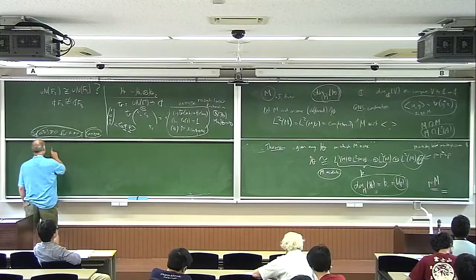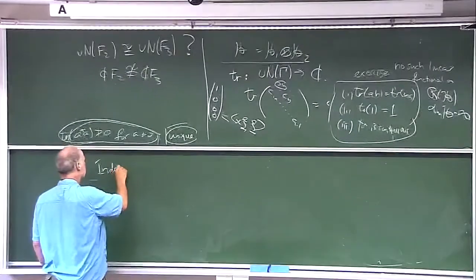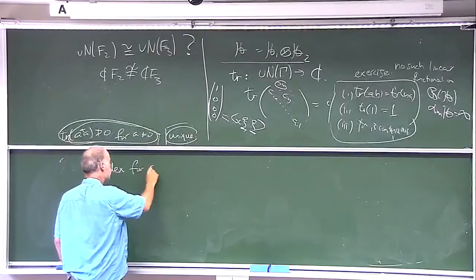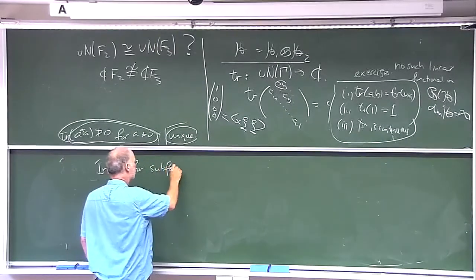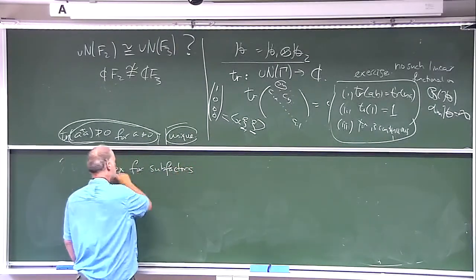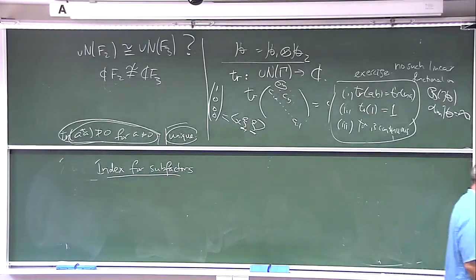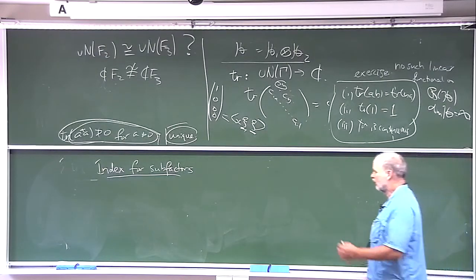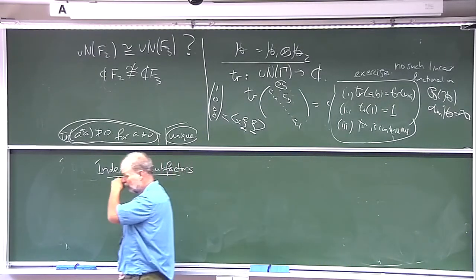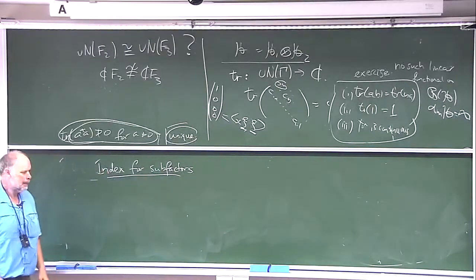the first main topic of the course, I guess, which is index for subfactors. Up until now, we've done a fairly light introduction to the theory of II_1 factors. We haven't seen anything other than II_1 factors, but that'll slowly come. So I want to define a notion of index. I want to motivate this fairly carefully.